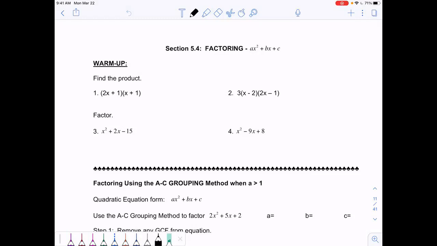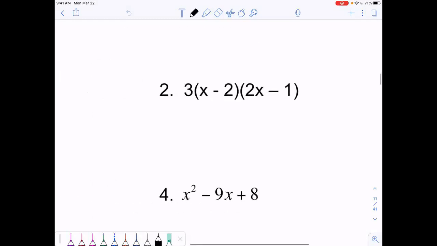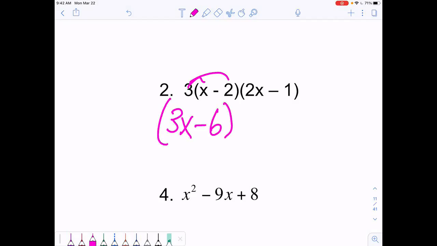So let's look at the problems on the right-hand column, which are the even problems. We look at the first one. We have 3 times the quantity x minus 2 times the quantity 2x minus 1. First, you do the first distributing. So you get 3x minus 6. Be sure to use that parentheses, and then you have 2x minus 1.